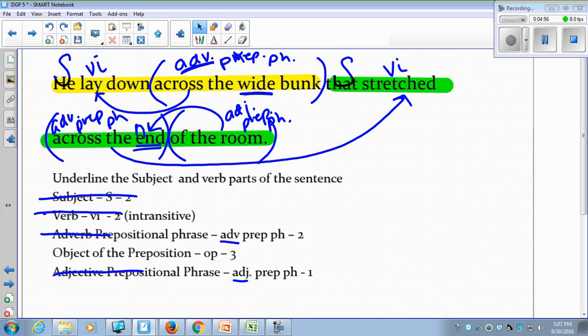I'm going to change pen colors so that you can see it a little bit better, but your object of the preposition is always going to be here at the end. It's always going to be a noun or a pronoun. You already have that label from another slide, and there we have Wednesday's DGP. So we're moving on to the next.